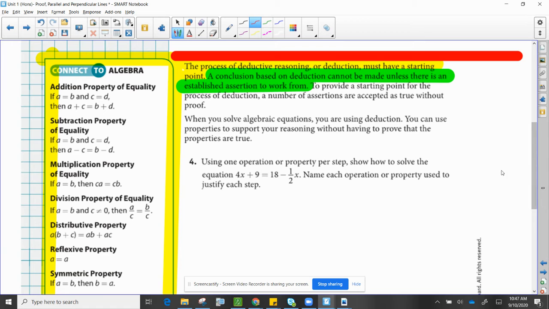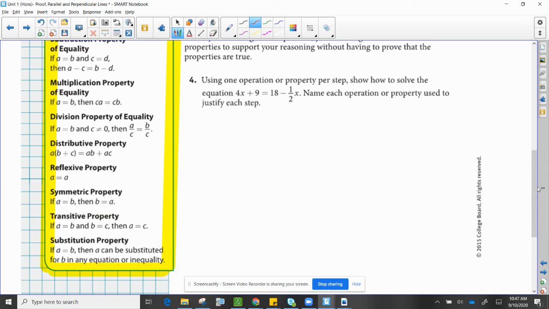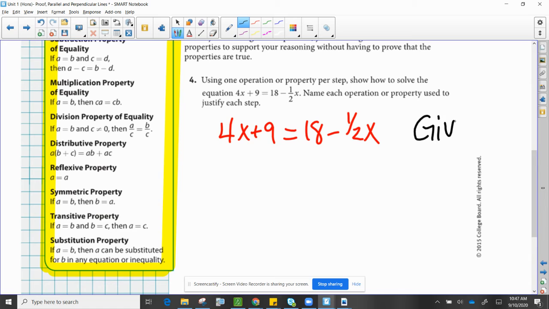So we're going to start with something you may remember from algebra, solving equations. And we're going to actually prove why we can solve this equation, right? So I have this equation, 4x plus 9 is equal to 18 minus 1/2 x. Okay? So the reason we're able to prove things is because we have different properties in place in mathematics. So there's a whole list of them in this connection to algebra. But they're always going to start by giving you some information. So we would call this our given. Okay, they told us what the equation was.